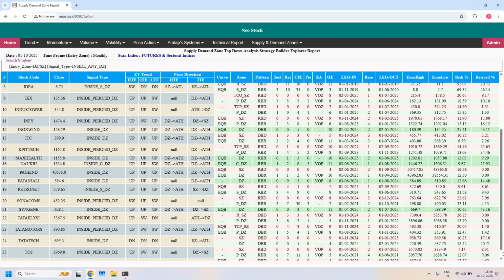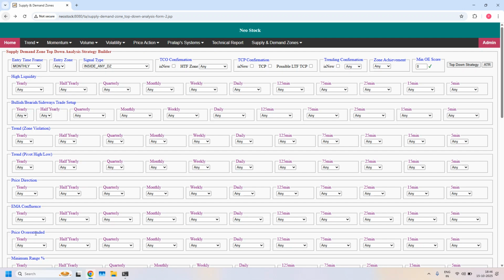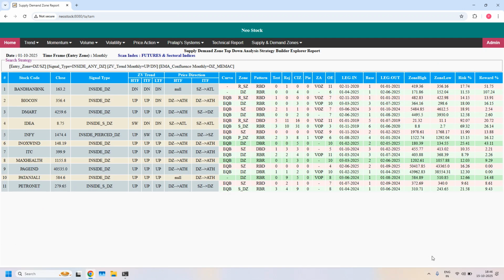Scrolling the list down. Total 26 stocks. We can further filter this list based on monthly demand zone having monthly EMA Confluence, and also trend on the monthly should not be sideways. We got 11 stocks.